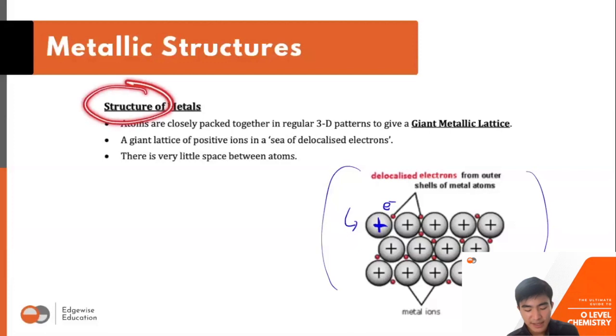Now, the structure looks like this. It is a giant metallic lattice. Basically, I have a lot of positive ions, and I have a lot of electrons. Now, there's very little space between the atoms, and any space will be filled by the electrons.